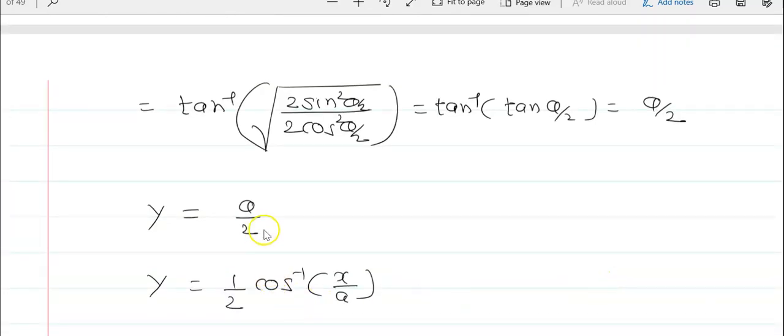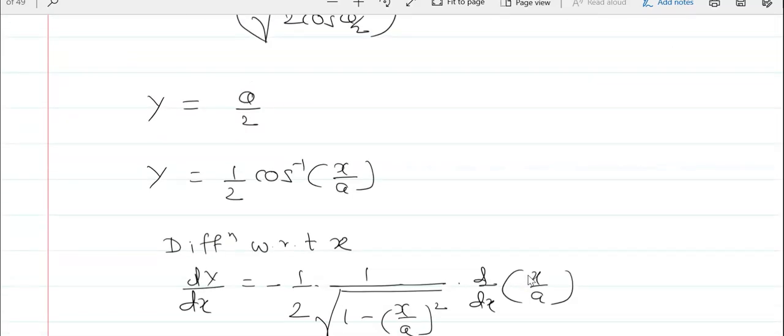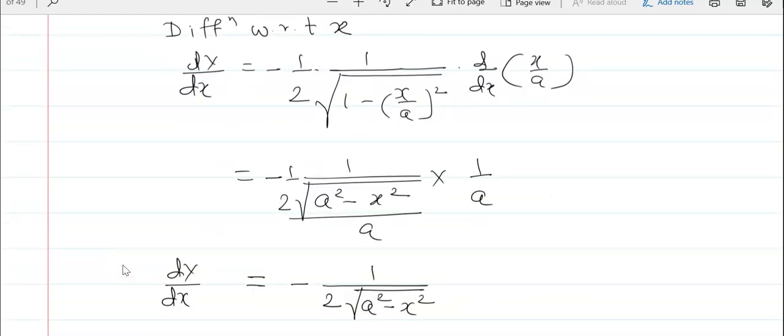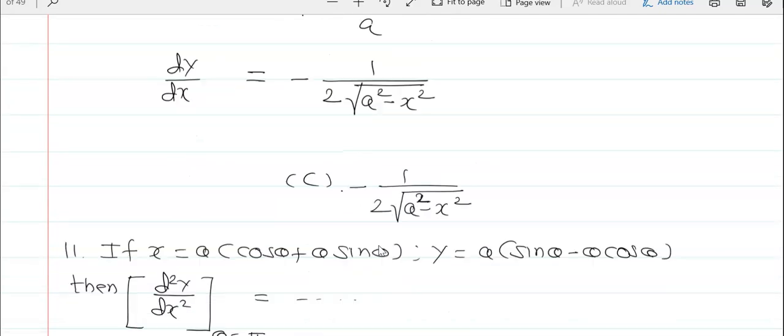But what is theta? Theta is the cos inverse of x upon a. Now differentiate this. dy by dx is equal to, if we simplify this, minus 1 upon 2 root of a square minus x square upon a square. If we take the square root of a square, then this a gets cancelled. Therefore, dy by dx is equal to minus 1 upon 2 root of a square minus x square. Therefore, option C is the correct one.